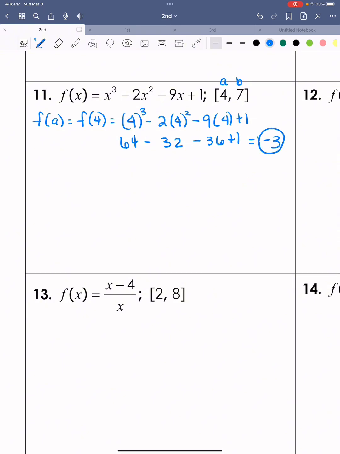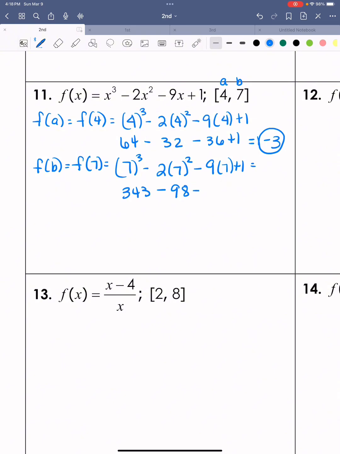So there's f of a. All right, now let's find f of b, which means find f of 7. So we're going to fill that in. I've got 7 to the third power minus 2 times 7 to the second power minus 9 times 7 plus 1. And this will equal 343 minus 98 minus 63 plus 1. Those will all combine to give us 183.